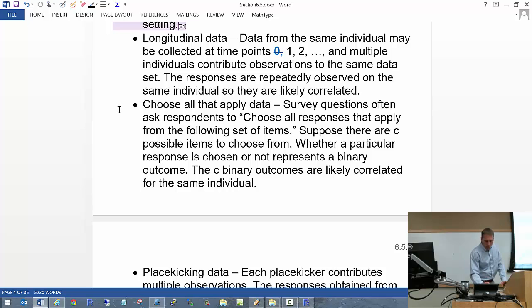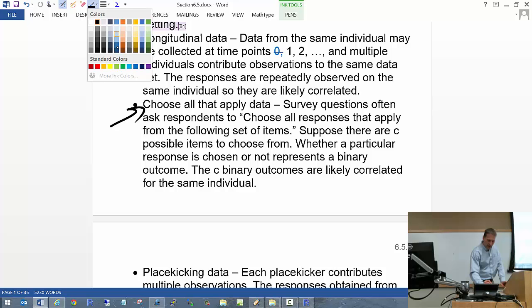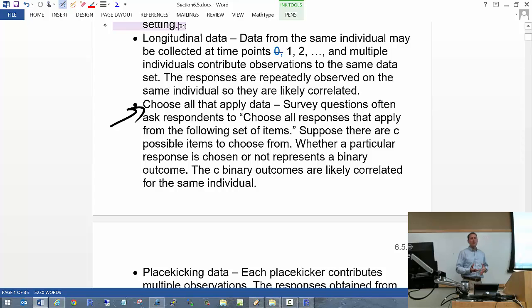One from my dissertation involves choose-all-that-apply data. All of you have probably been given a survey at some time point where there's a survey question that asks, choose all responses that apply. So maybe you have four different choices to choose from. You could choose none of them, you could choose one of them, you could choose two of them, and so on. Well, the proper way to think of that data is not necessarily as data arising from four categories, but rather four separate binary responses. So do you choose item one, yes or no? Do you choose item two, yes or no? All the way down to item four.